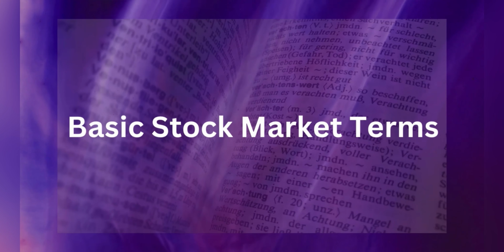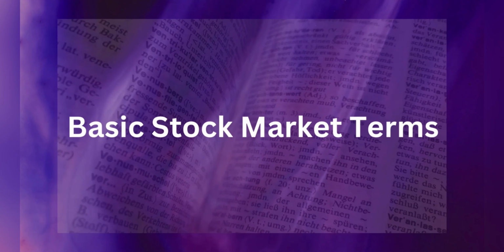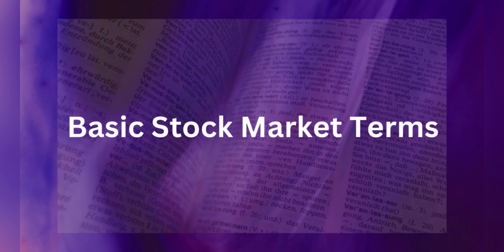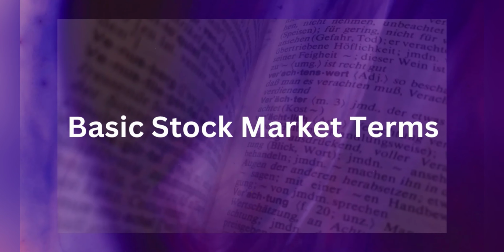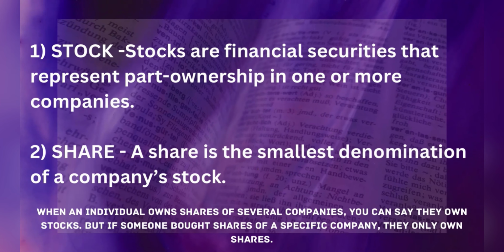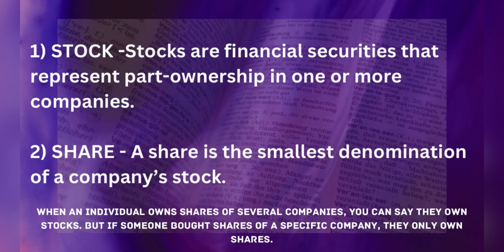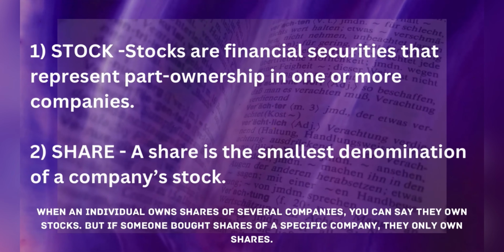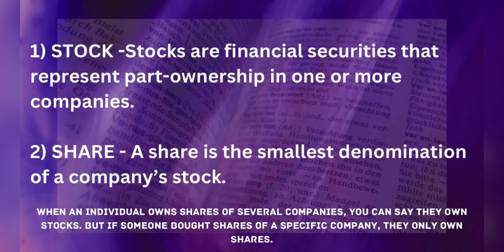We will now introduce some most commonly heard stock market terms. First is stock and share. Stocks is generally used to refer to portions of ownership of multiple companies. For example, you could say that you own stock in Amazon and Microsoft. Second is share.